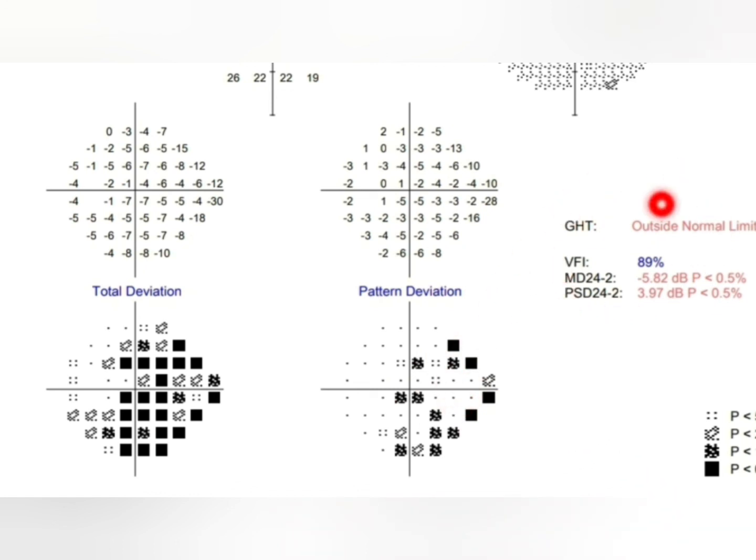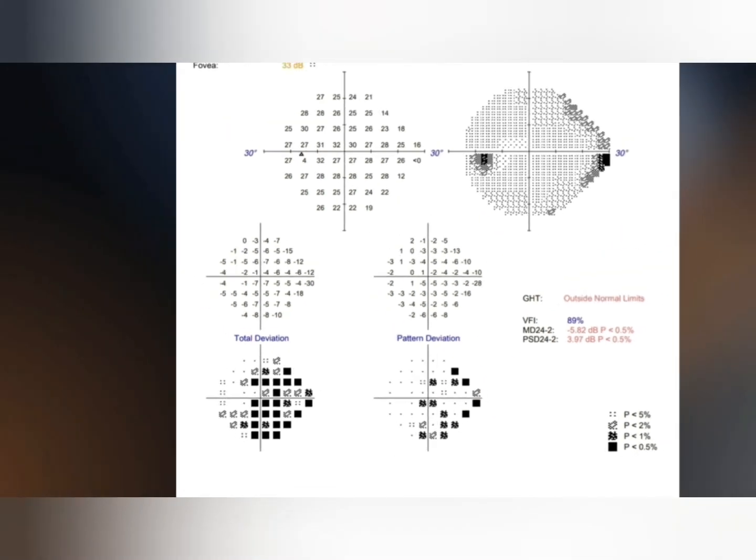And in case of global indices, the mean deviation is in the normal range, that is -5, but PSD is expressed with p value. That means there is significant visual field effect. VFI is also less, 89%, and GHT is outside normal limit. So it indicates that there is glaucomatous field effect. So it is a suspected case of glaucoma but not established.